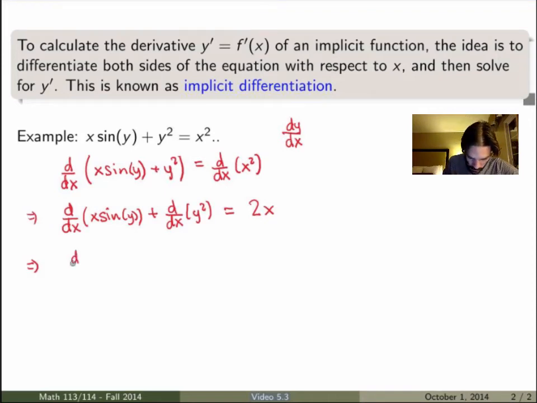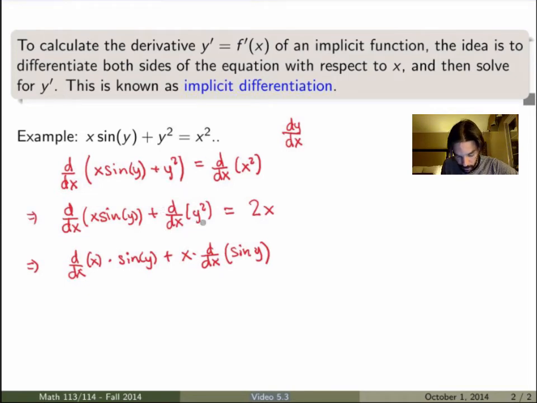So I'll get d/dx of x times sine of y plus x times d/dx of sine of y, where y is a function of x. Similarly here, I have to understand y as a function. So this is now a function of a function, the square of a function. So what I need to do is use the chain rule.